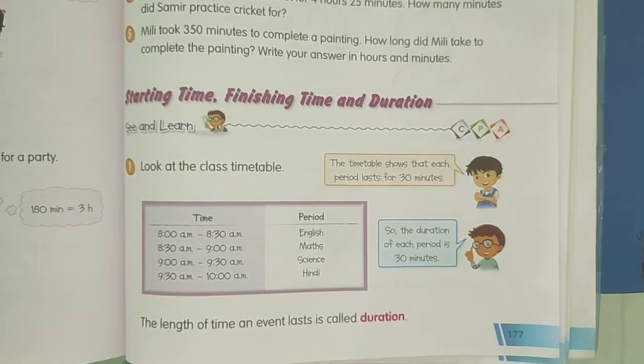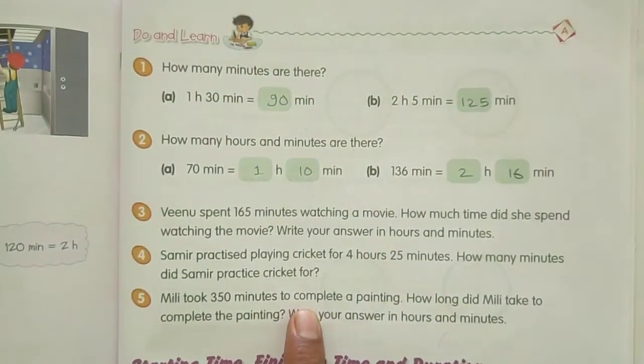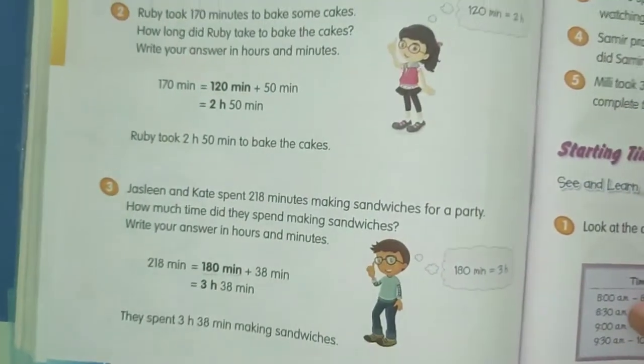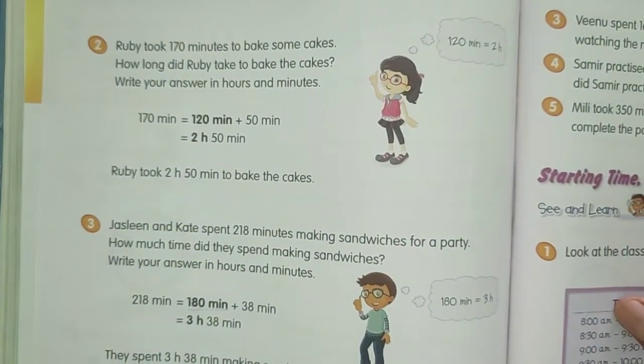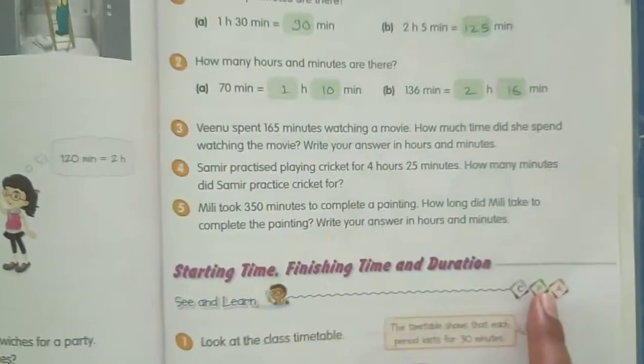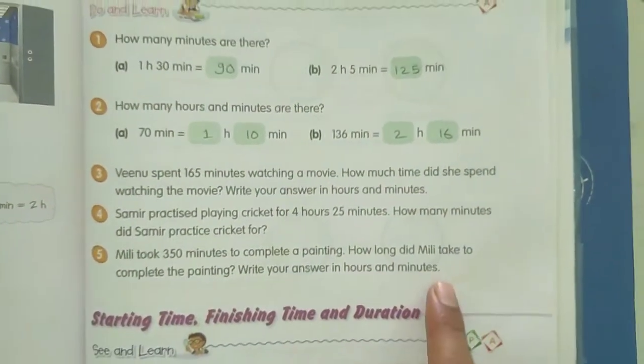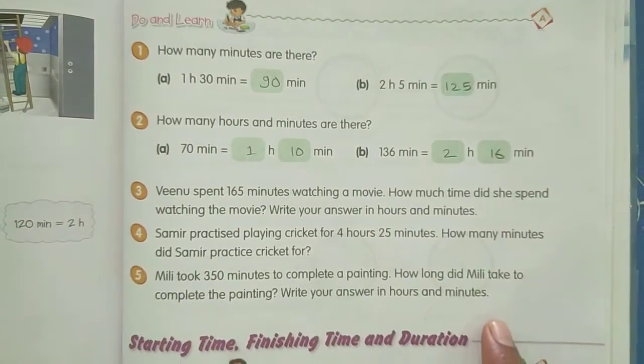Now come to the next page, 177. See here, the do and learn part. You can easily solve this do and learn part by using all the previous topics, conversion of minutes into hours and conversion of hours into minutes. So use those concepts and try to solve these questions. I will provide the answer key. Before that, try to solve these questions on rough pages.